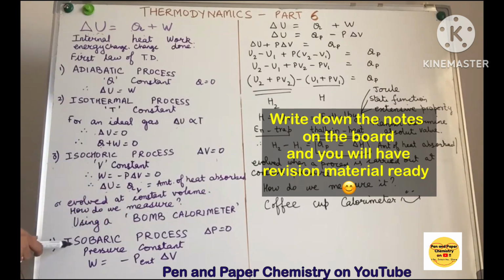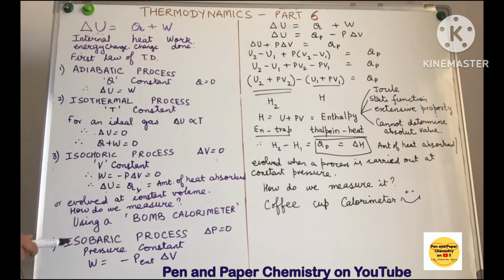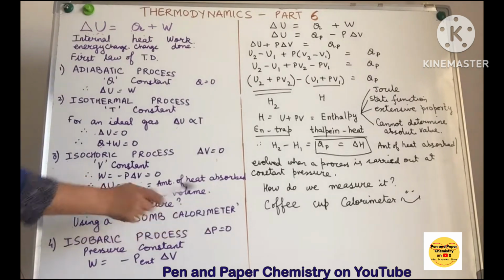We also have an isobaric process. Bar is the unit of pressure. So isobaric process means a process which is taking place at constant pressure, not zero pressure. We're not talking about work done against vacuum. We're saying that there is no change in pressure. That means delta P is 0.